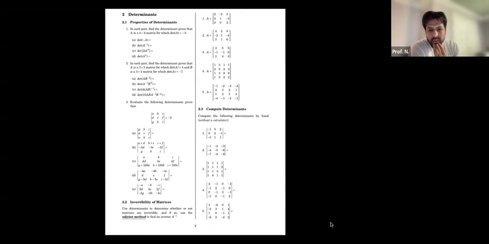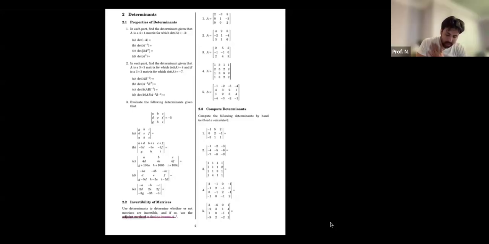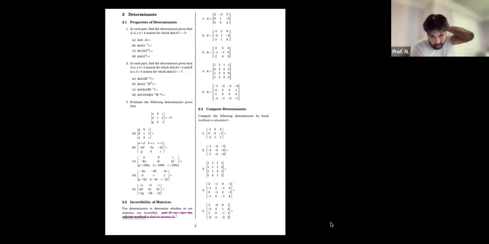Use determinants to determine... Yeah, I have to change that. You can cross this part out. I'll update it. You can just tell me whether it's invertible.